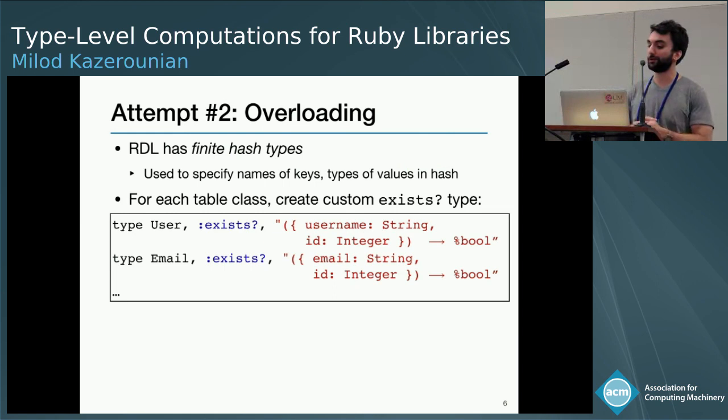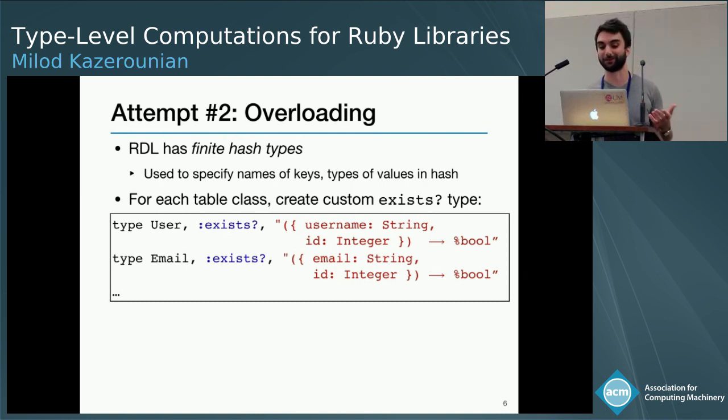So our second attempt could be to try to overload the exists method. And for this purpose, RDL has what are called finite hash types. And these are just like a precise kind of hash type that tells us the names of keys and the types of values in a hash. So using these finite hash types, for every class that maps to a table in the database, we could write a separate type for exists that reflects the schema of that class.